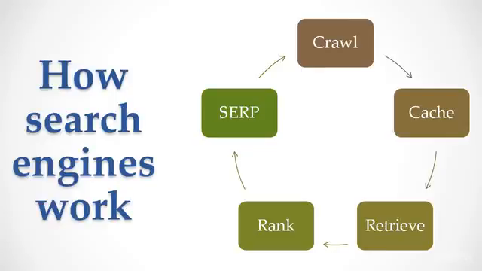So here are the 5 main areas that we covered in this module, starting off with crawl. A search engine will send out its robot to crawl your site after they've discovered it, probably through a link from someone else. Then after that, they'll move on to caching it.